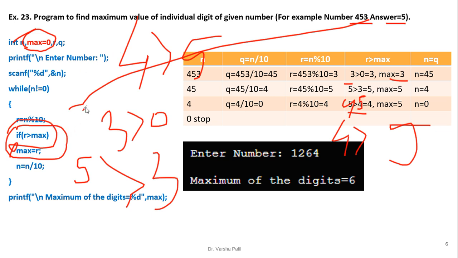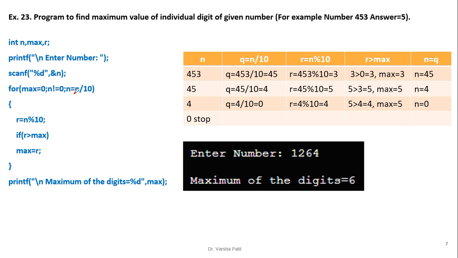When we want to convert this program using the for loop, the only change is max equal to 0, n is not equal to 0, n equal to n by 10.